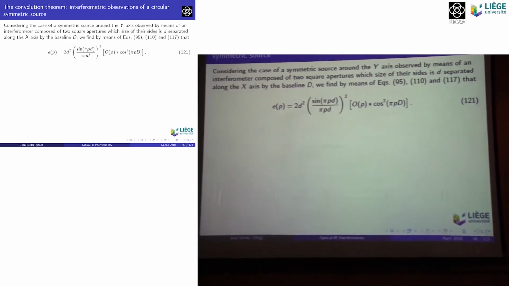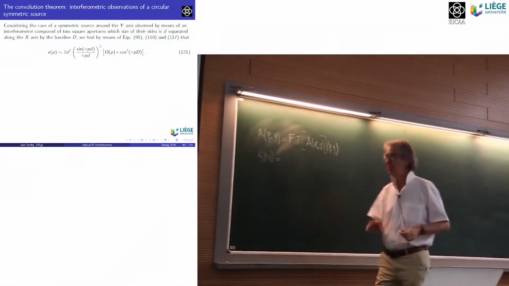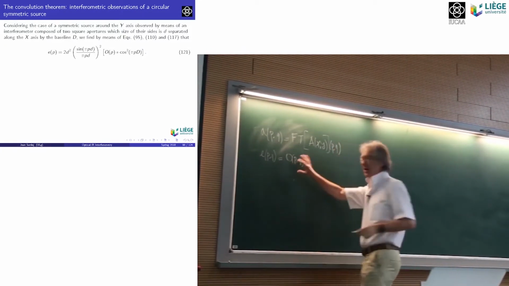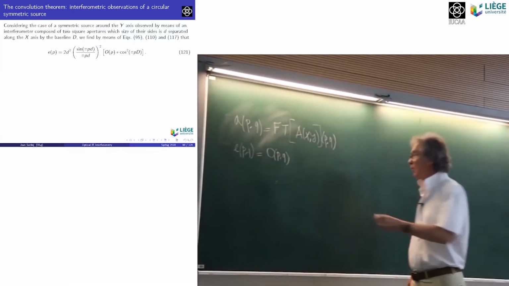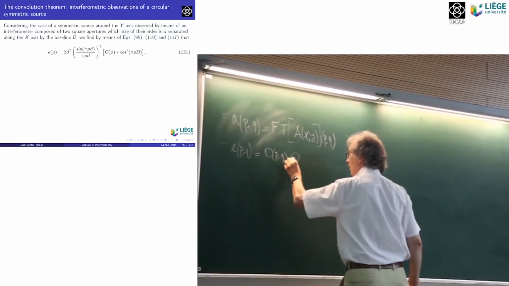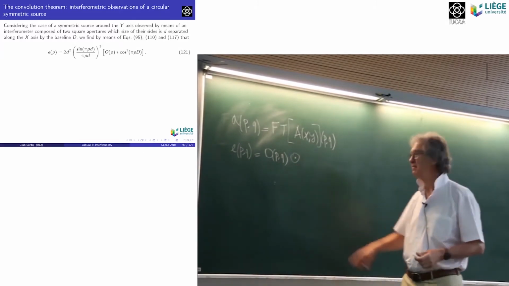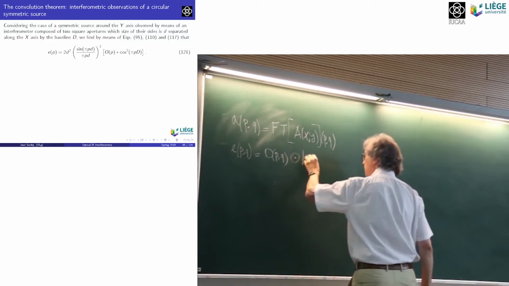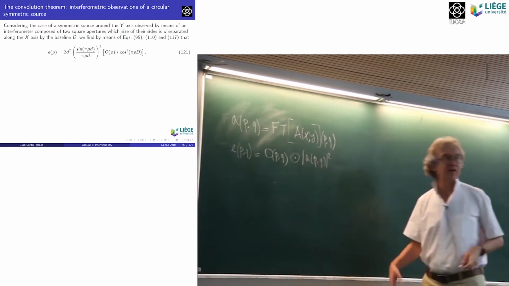We saw that the distribution of the surface brightness in the focal plane was the result of the convolution of the real source distribution that we don't know, convolved with the point spread function, which is in fact the square of that value. I put a point here because I think in India it's a point.